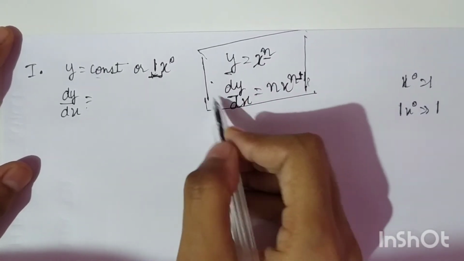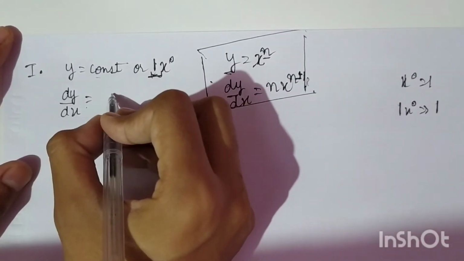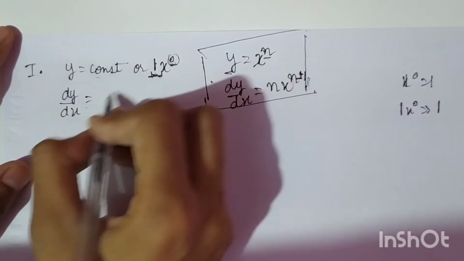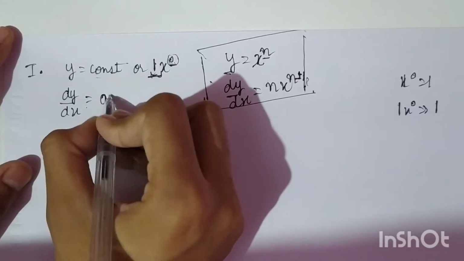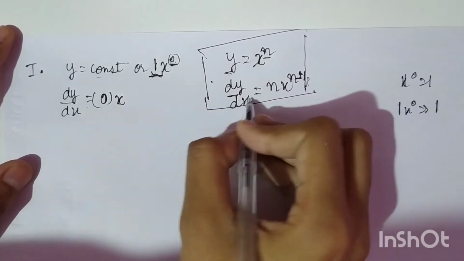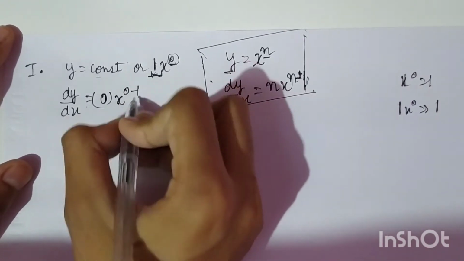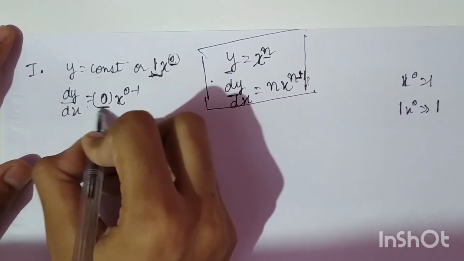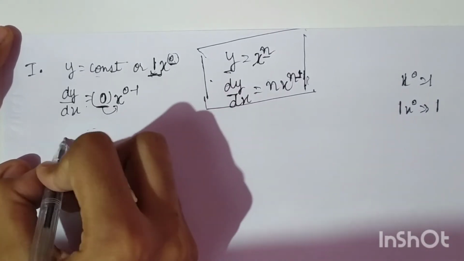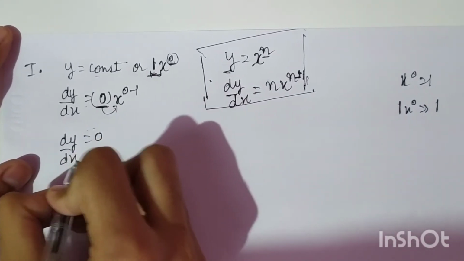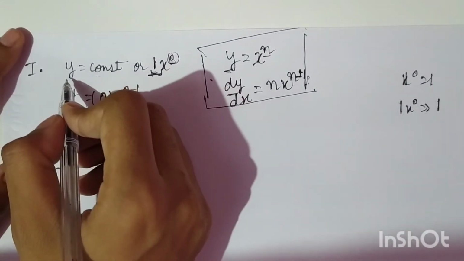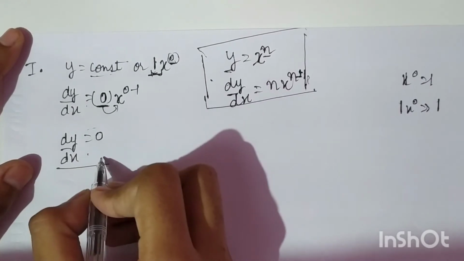And according to the formula, first of all, we need to write the power of x, which is 0 here, in front. We have to write this power, that is 0. And now we have to write x to the power n minus 1, that is 0 minus 1. First of all, you can see here I am getting 0, and anything multiplied with 0 we will get 0. So what we can see from this is that the differentiation of any constant value is always equal to 0.